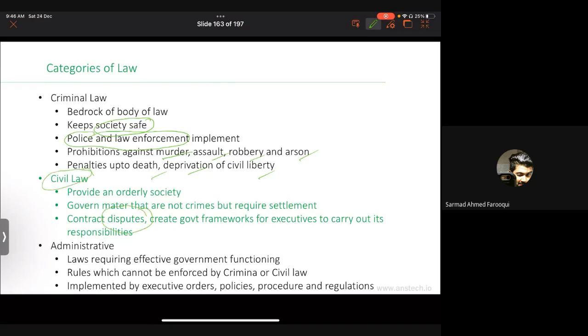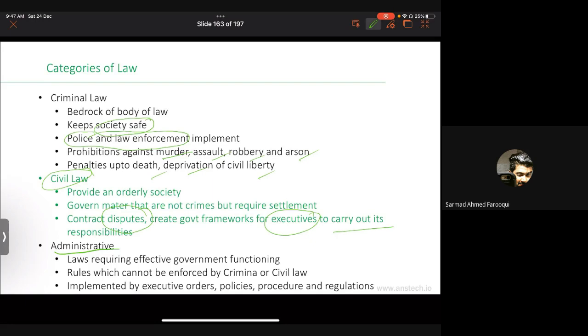And it gives executives the power to carry out their tasks and responsibilities. So if you have taxation laws, cleanliness laws, environmental laws, they generally perform part of civil law. Now, administrative laws are those laws which help government in functioning. So, COVID has happened, you need to implement a curfew. Then you put an administrative law in place.